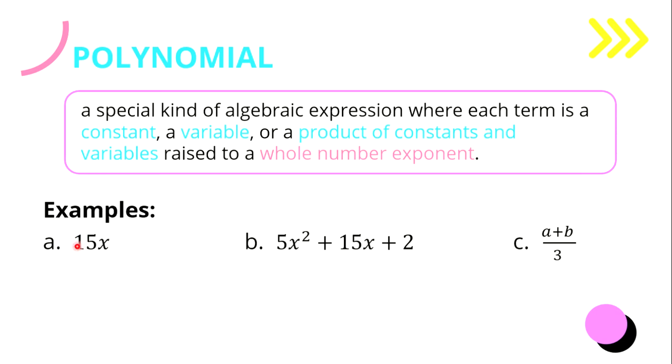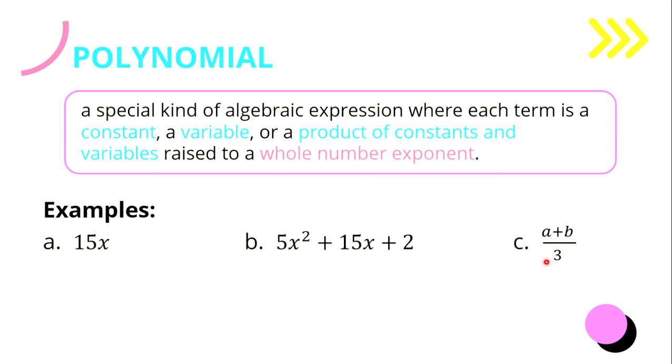First is 15x. As you can see here, it's a product of a constant and a variable. And the exponent of the variable here is 1. Therefore, it's a polynomial. Second, we have 5x squared plus 15x plus 2. The first two terms here, 5x squared and 15x, are both products of constants and variables, and the last term is a constant. Therefore, it's a polynomial.